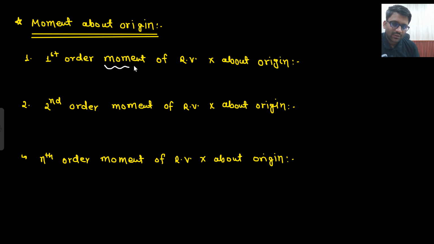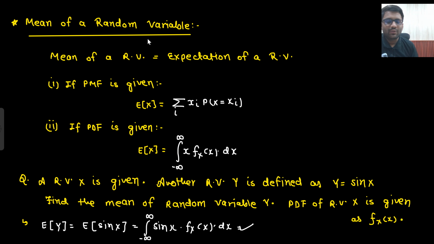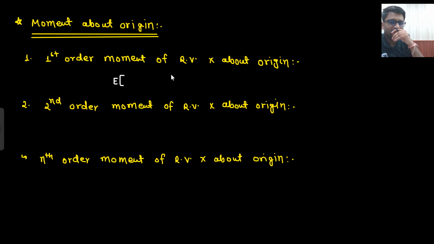If they are saying first order moment of random variable x about origin, what you need to find, focus on this particular thing, moment. Moment means expectation only. Did you understand the meaning of mean? Mean is just expectation. Now we are seeing what is the meaning of moment. Moment means expectation. Moment of what? Random variable x about origin. And what is the order? First order.